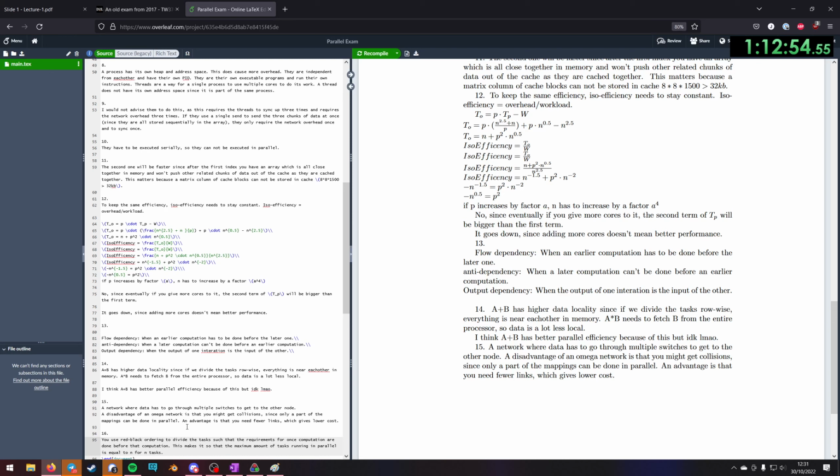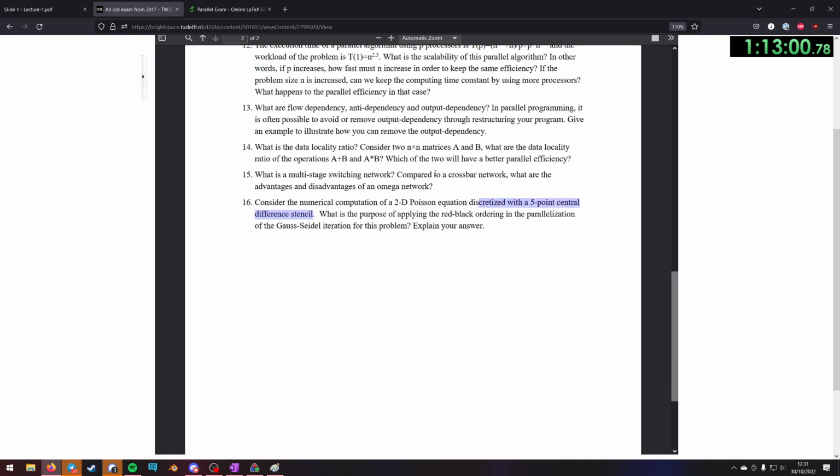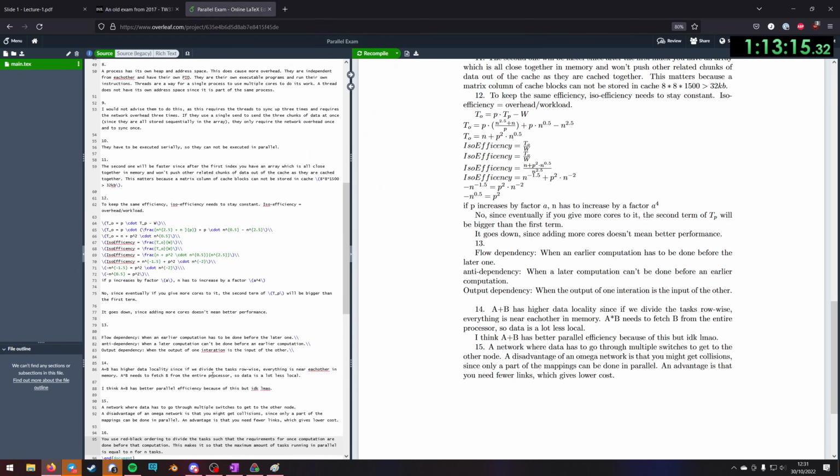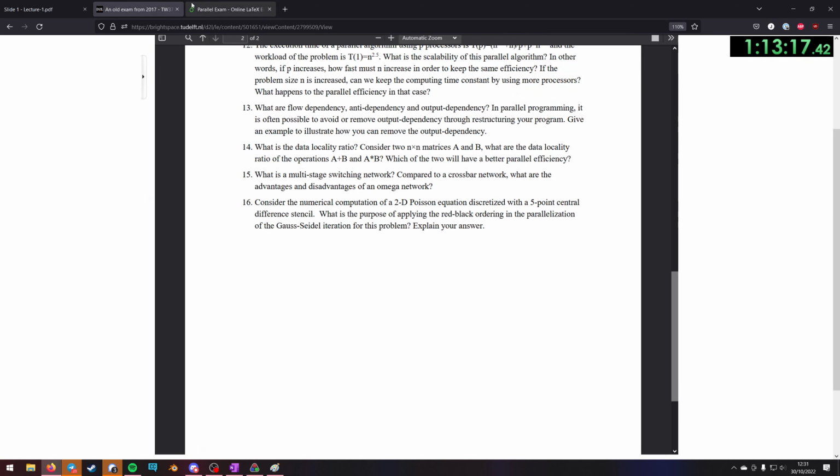There's 5. The parallelization is 5, I think. No. Well, it's a 5-point central difference stencil. So no, maybe I'm talking nonsense. Yeah, so they don't ask for a number.